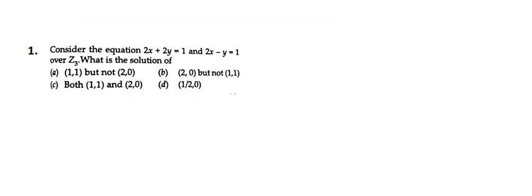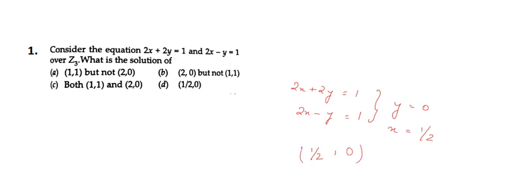So let us write it here. The equations we have are 2x plus 2y equal to 1 and 2x minus y equal to 1. So solving these two equations, what we obtain is y equal to 0 and x is equal to half. So our solution to this question will be 1 by 2 comma 0. So let's check which point matches with this. So here we can see that 1 by 2 comma 0 is option number 3, D. So our correct answer to question number 1 will be option number D.